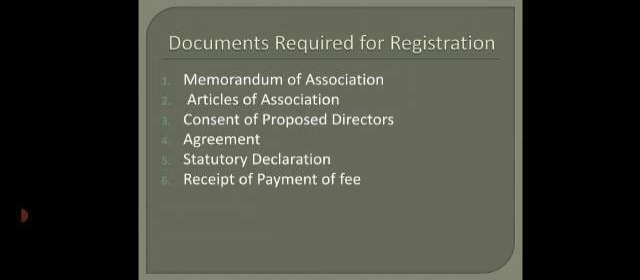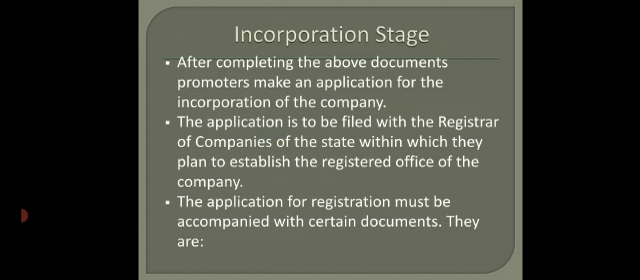When company is getting established, promoters need to prepare 6 documents. They are memorandum of association, articles of association, consent of proposed directors, agreement, statutory declaration, receipt of payment of fees. So these are 6 documents required to be prepared by the promoters and need to be submitted with the registrar of companies with an application. So we'll see incorporation stage.